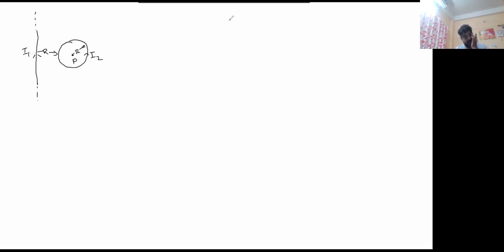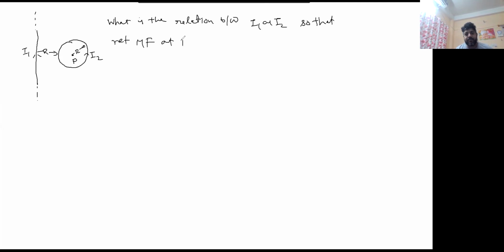So the question is, what is the relation between I1 and I2 so that the net magnetic field at point P is 0? What is the relation between I1 and I2 so that the net magnetic field at P is 0?